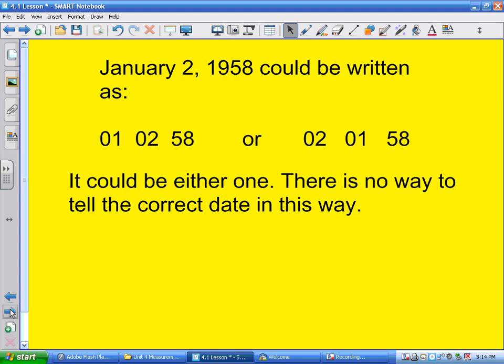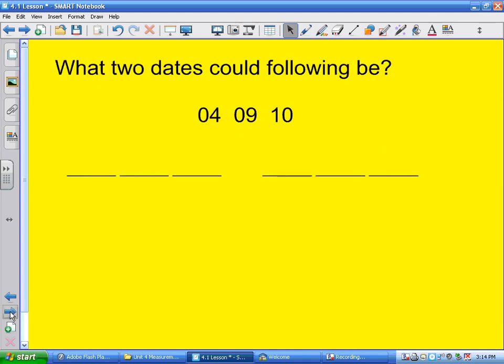How do you know which is correct? It could be either one. There's no way to tell the correct day this way. So I want you to tell me the two dates this one could be. There are only two this time because we're going to follow day, month, year, or year, month, day. Lexi? The 4th of September? No, it's day, month, year, or year, month, day.